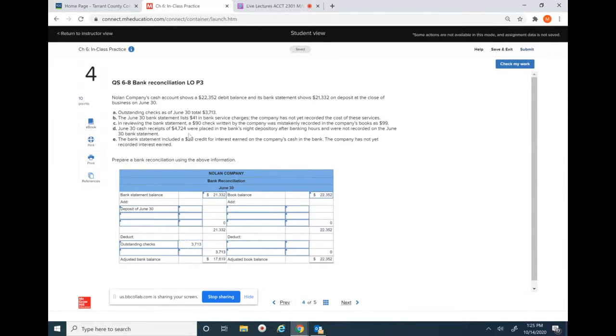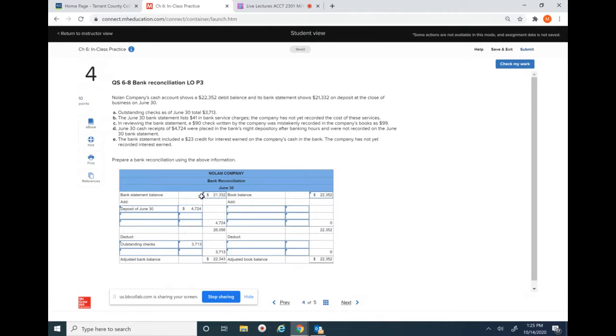Then I have June 30th cash receipts were placed in the bank night depository after banking hours, and they were not recorded in the June bank statement. That right there tells me that these are the deposits in transit that are missing from the bank account. So these deposits, I'm going to add, this is $4,724. So at the end of the day, my adjusted bank balance is $22,343.